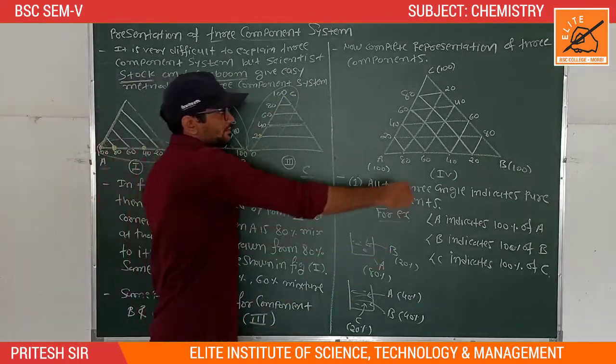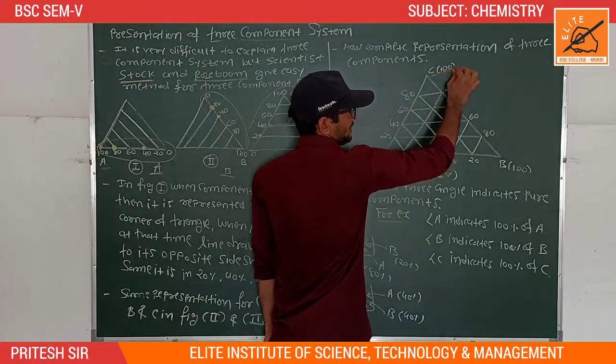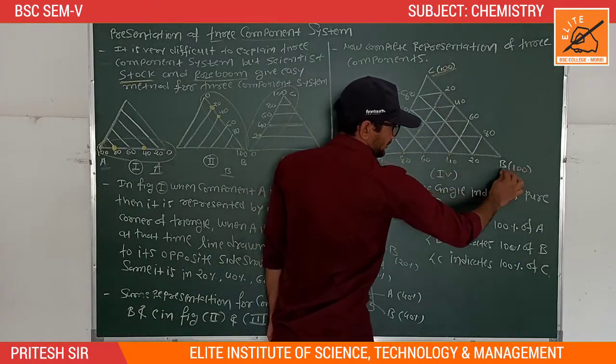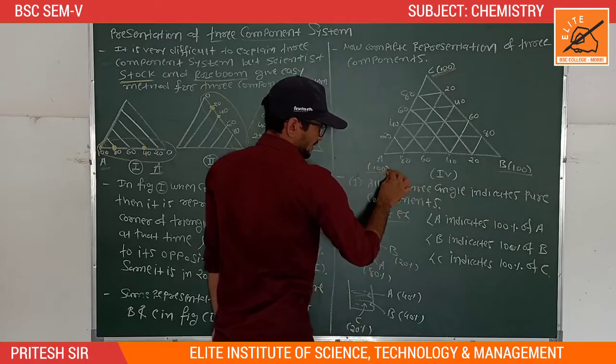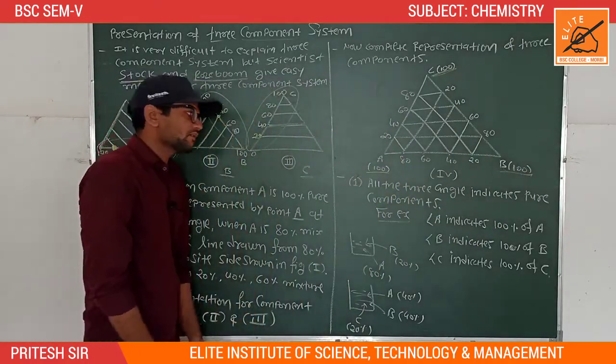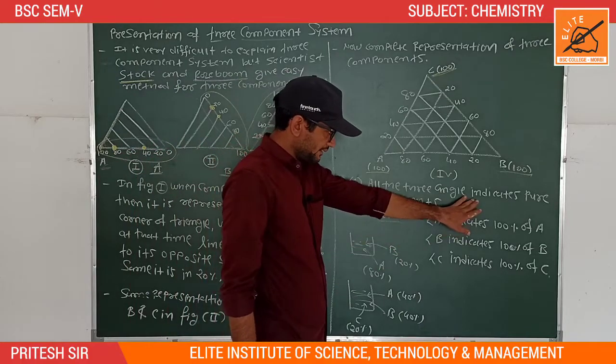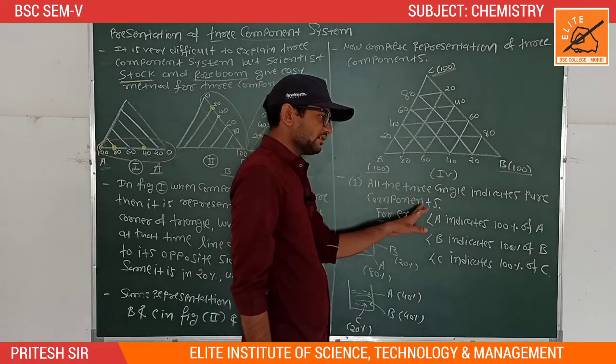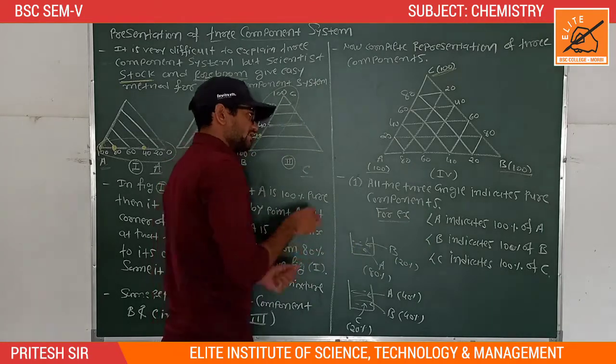Okay. So this one is for C. This point indicates the value of C is equal to 100%. A is 100% at that angle. Okay. So all the three angles indicate pure components. It means suppose A is 100% in your system.